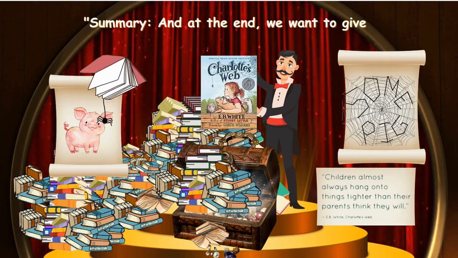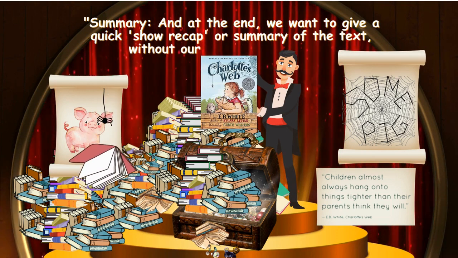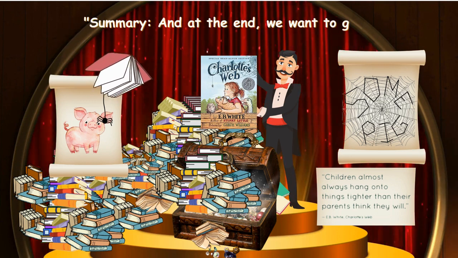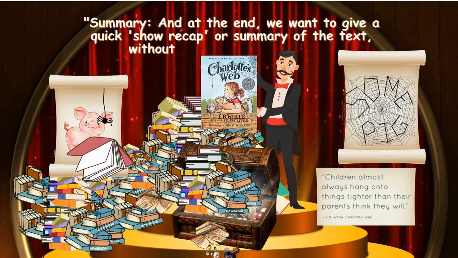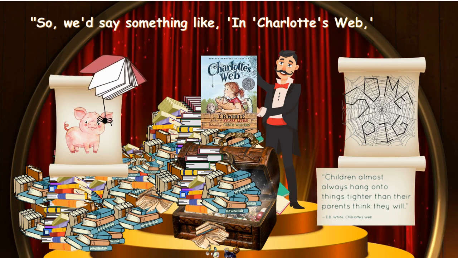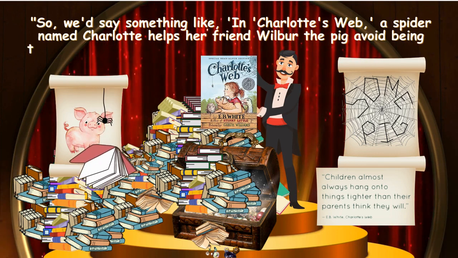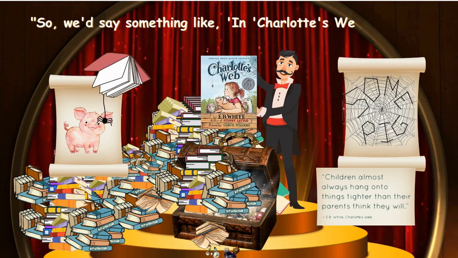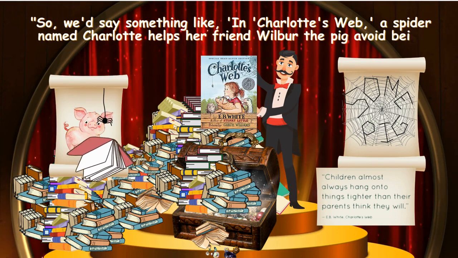Summary. At the end, we want to give a quick show recap or summary of the text without our personal opinions. So we'd say something like, in Charlotte's Web, a spider named Charlotte helps her friend Wilbur the pig avoid being turned into bacon by writing messages about him in her web.